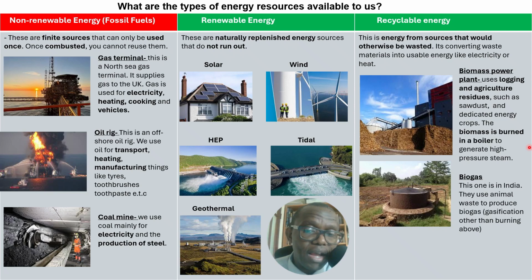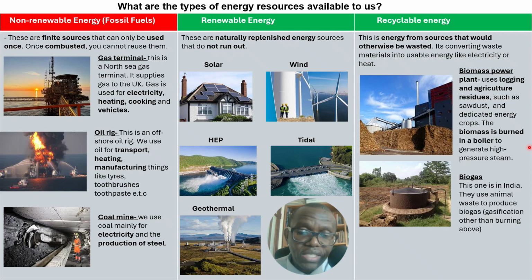And this here is then burned in a boiler to generate high pressure steam. Now that steam will then be used to turn turbines, which again will produce electricity. So this is a good way of using material that would otherwise be wasted to produce electricity.